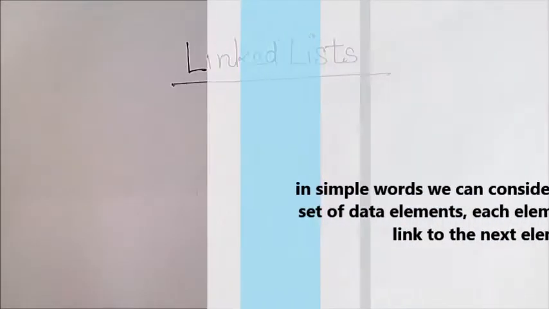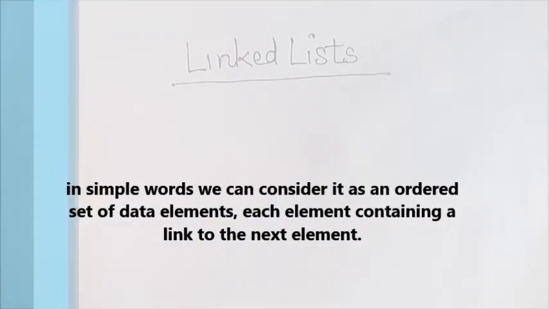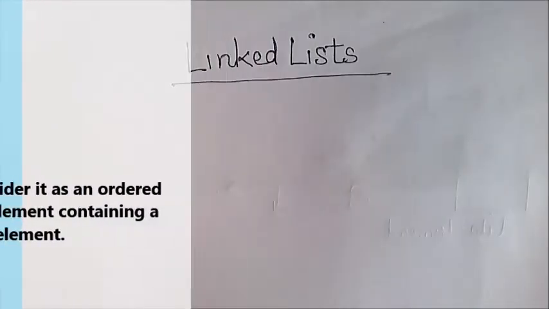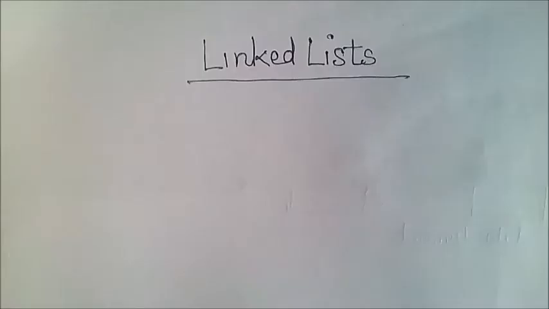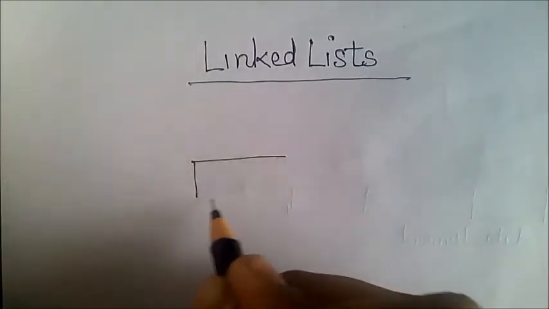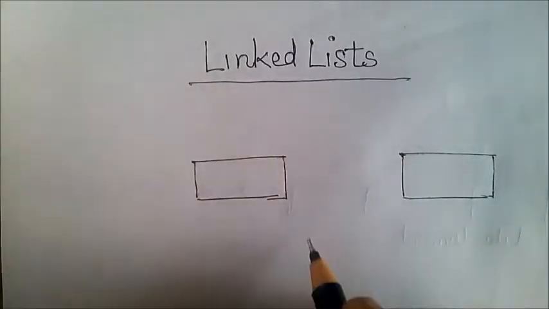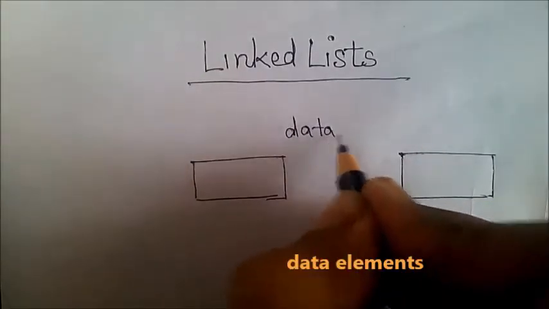Hello everyone. Today I am going to talk about an important part of the C programming language, that is the linked list. In simple words, we can consider it as an ordered set of data elements, each element containing a link to the next element. So let's see here. We can consider this block and this block as two data elements.